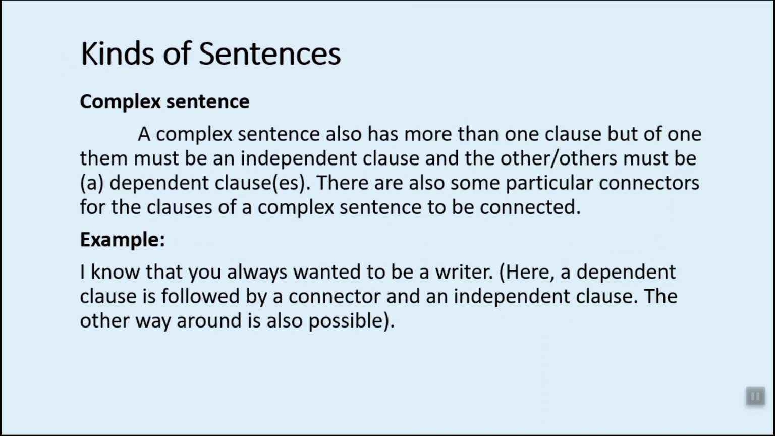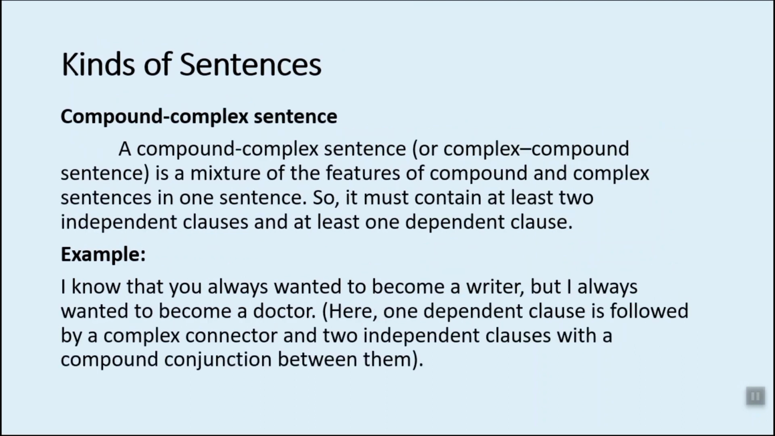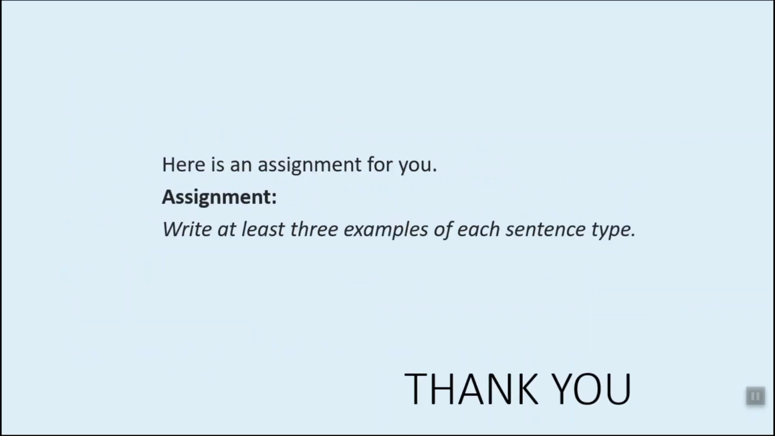Complex sentence. A complex sentence also has more than one clause, but one of them must be an independent clause and the other or others must be dependent clauses. There are also some particular connectors for the clauses of a complex sentence to be connected. Example, I know that you always wanted to be a writer. Here, a dependent clause is followed by a connector and an independent clause. The other way around is also possible.